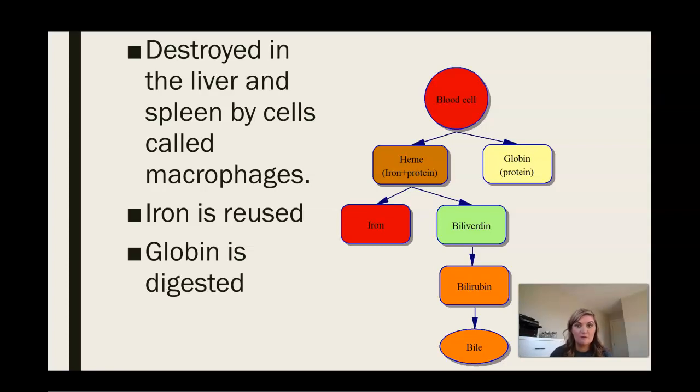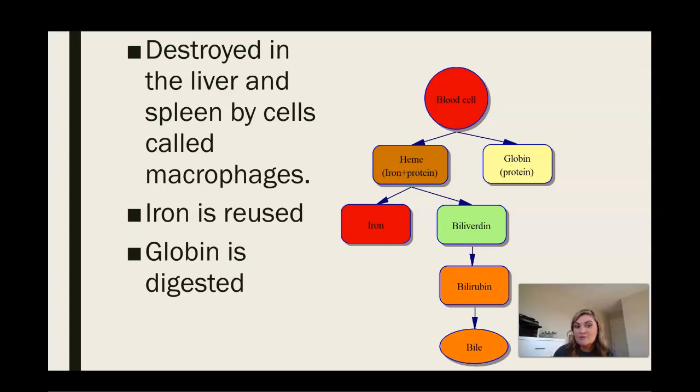From there, biliverdin then becomes bilirubin, and then the bilirubin goes into bile. Bile then will be stored in the gallbladder and then used to help break down fats in the duodenum, or the small intestine. Looking over here with the protein that is broken down to the globins, that is then going to be reused in the body in order to make more red blood cells.